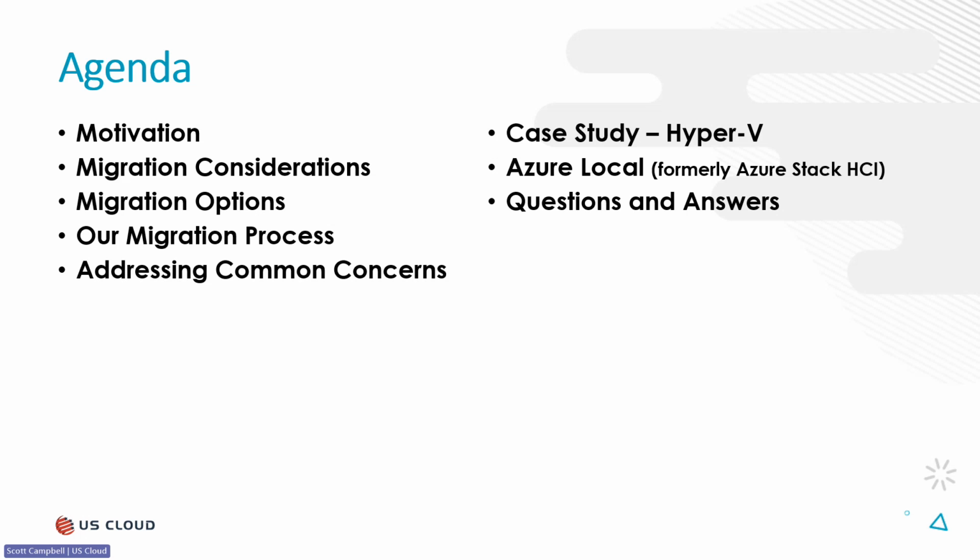Our agenda today is going to focus on motivation for shifting away from VMware, some migration considerations, the migration options that Microsoft provides and US Cloud supports, our migration process, addressing common concerns. We'll also have a case study for Hyper-V. We'll talk about Azure Local, and then at the end, we'll have questions and answers, unless you're providing questions along the way.